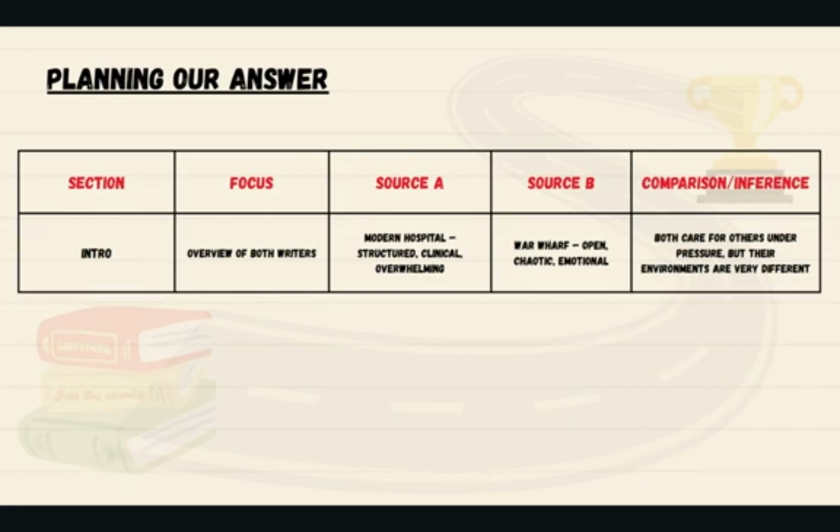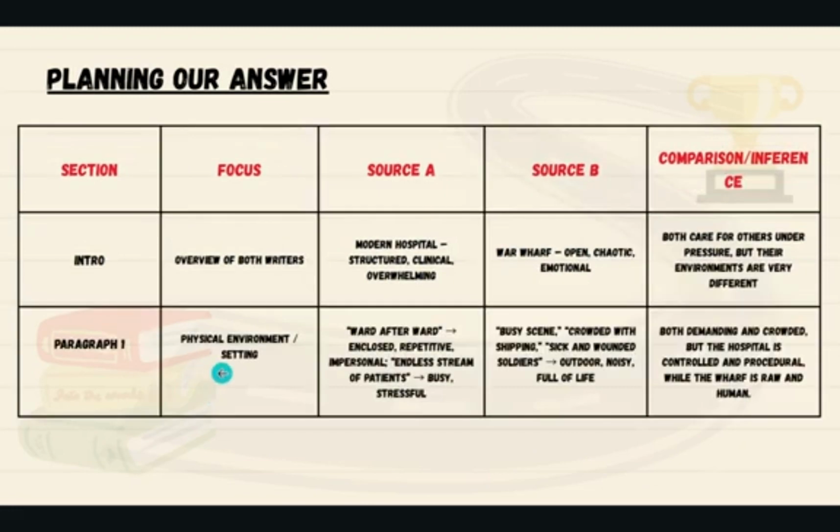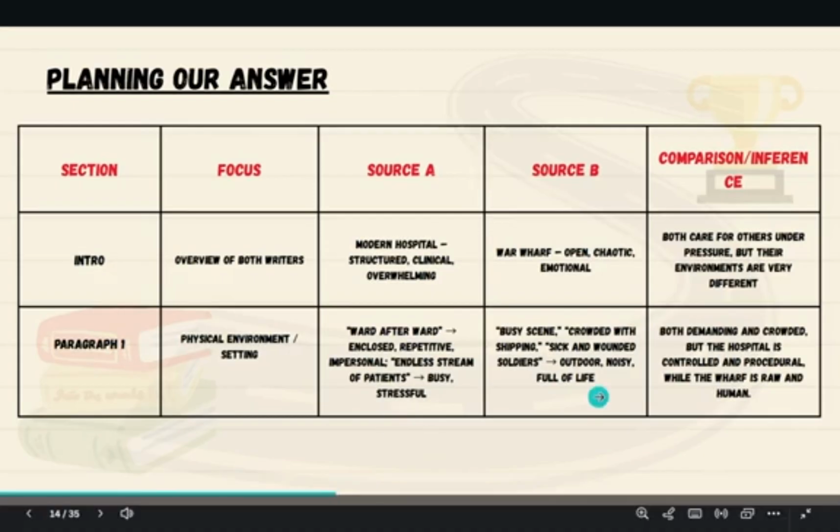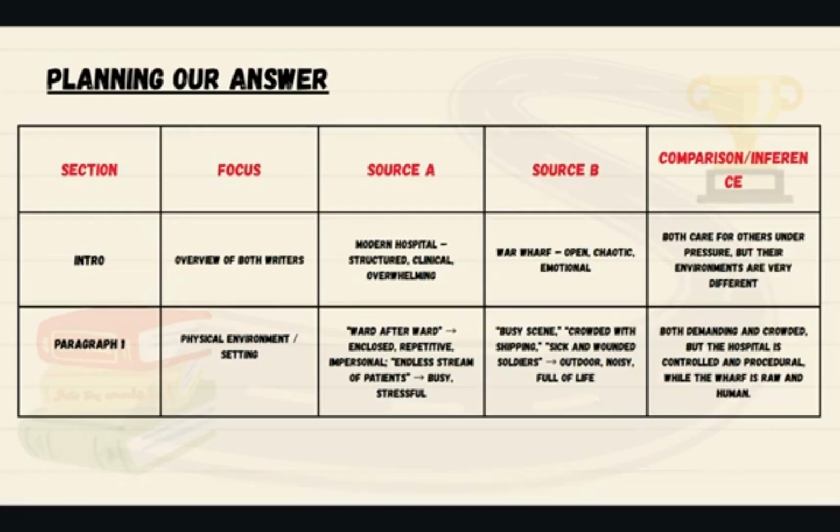For the next section, I've looked at paragraph 1, and I've said the focus is on the physical environment or setting. This can be seen in source A's quote, "ward after ward", where there's enclosed areas, it is repetitive and it's impersonal. The quote "endless stream of patients" suggests the environment is very busy and stressful. In source B, the quotes "busy scene, crowded with shipping" and "sick and wounded soldiers" show that the setting is outdoor, noisy, and full of life. The inference shows that the environments are both demanding and crowded, but the hospital is controlled and procedural, whereas the wharf is raw and human.